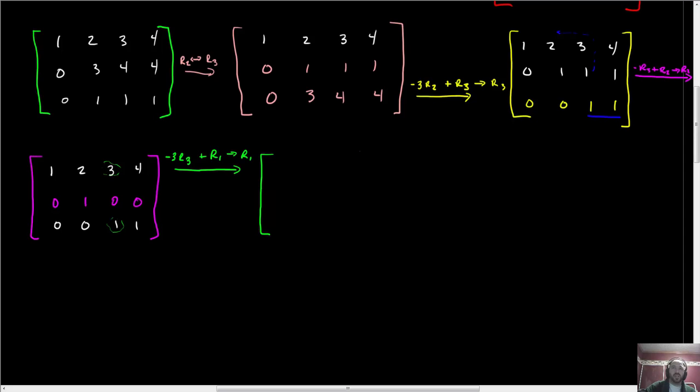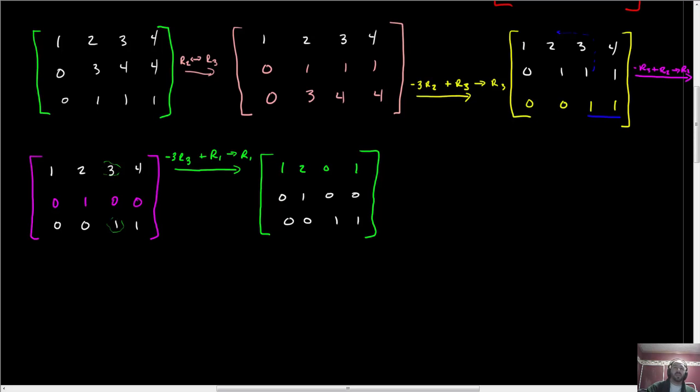Remember, row 1 changes, everything else stays the same. So I'm going to put 0, 1, 0, 0, 0, 0, 1, 1. And then going back to green, I've got negative 3 times 0 plus 1 is 1. Negative 3 times 0 is 0 plus 2 is 2. Negative 3 times 1 is negative 3 plus 3 is 0. Negative 3 times 1 is negative 3 plus 4 is positive 1.